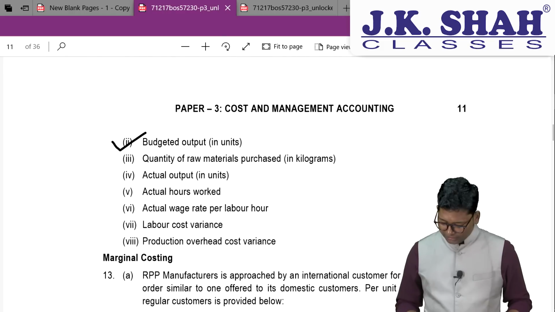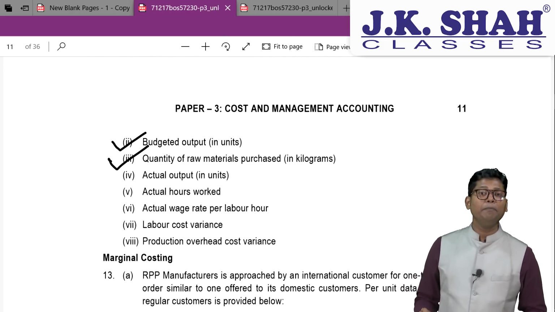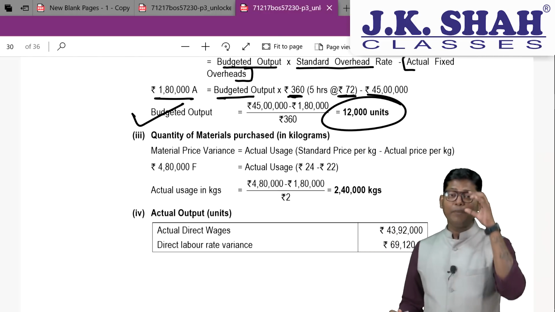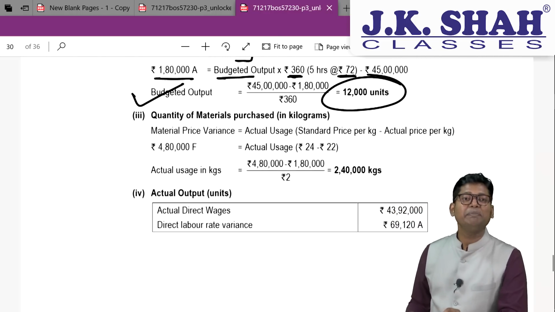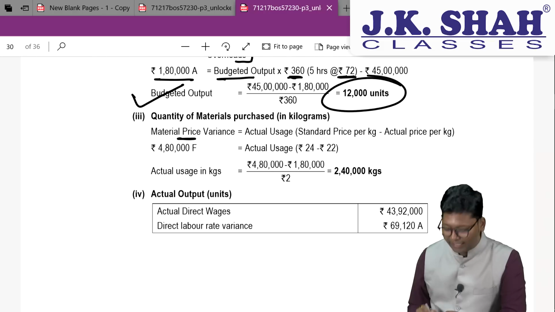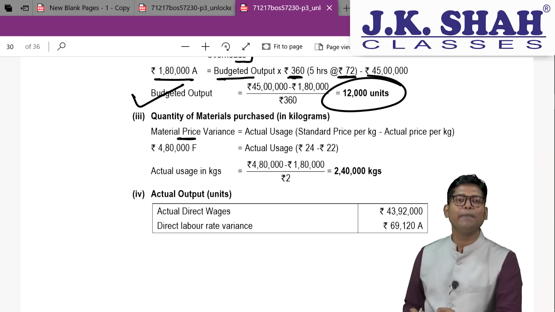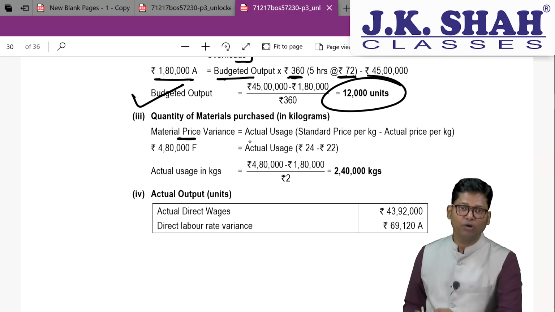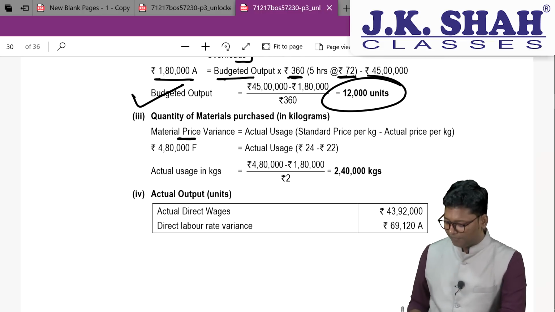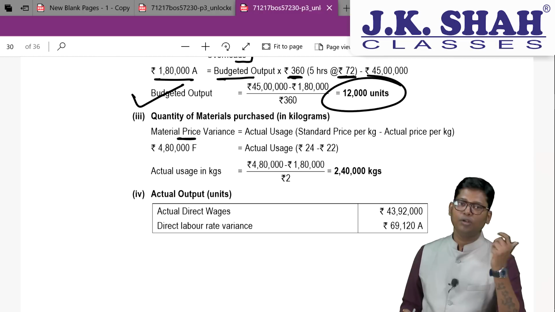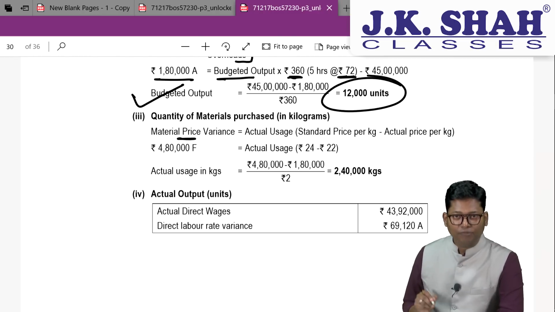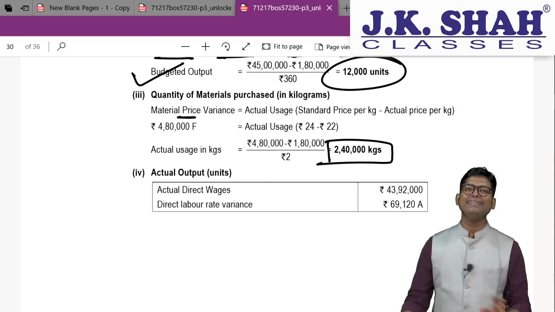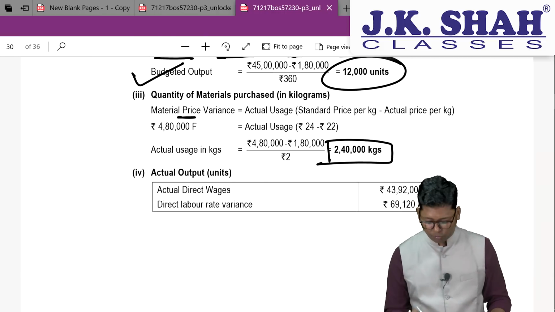Next question says you should calculate the quantity of raw material purchased in kilograms. If you want to calculate the quantity of raw material purchased, then for purchasing you are spending some money, and that money is called price. So we have used here price variance. Price variance is equal to actual usage, that is your actual quantity, into standard price minus actual price. Standard price minus actual price into actual quantity is the formula. The formula has been used and total consumption is calculated, which is 2,40,000 kgs. Everything is given in the question.